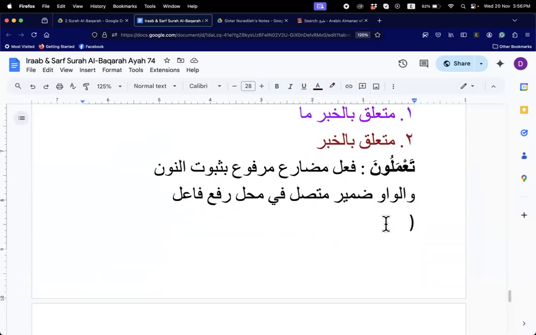Clear? Okay. Sarf. Ta'malun. Ain mim lam, not ain lam mim. As a family one, you mean the madi and mudari? Amila, ya'malu. Masdar: amalan. That is ilm, this is amal. Ain mim lam. Amila ya'malu, amalan, deeds. Fahuwa amilun. Yes, I was still thinking of ilman. Yes, so fahuwa amilun.